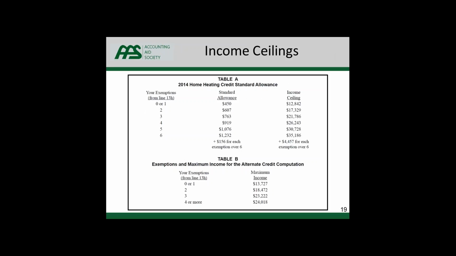Okay, these are the allowance amounts and the income ceilings. So you can see it starts fairly low if you have 0 exemptions, and it's possible for somebody to not be able to claim themselves and still get the credit, but there are exceptions for students. So the income limit is fairly low for somebody with 0 or 1, but as you have additional exemptions, it increases. Slightly different income ceilings for the alternative credit, but again, they're fairly low at the start, but increase with extra exemptions.